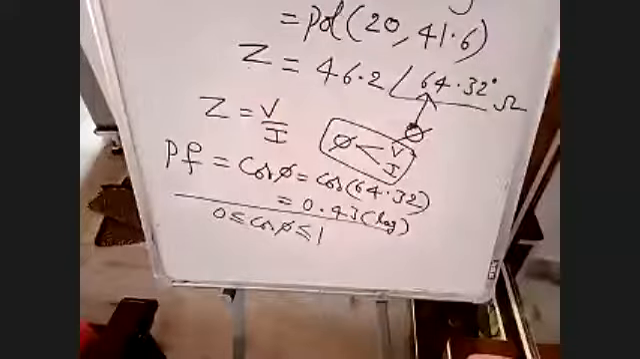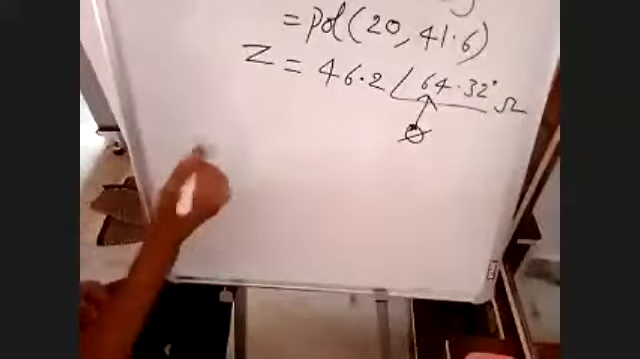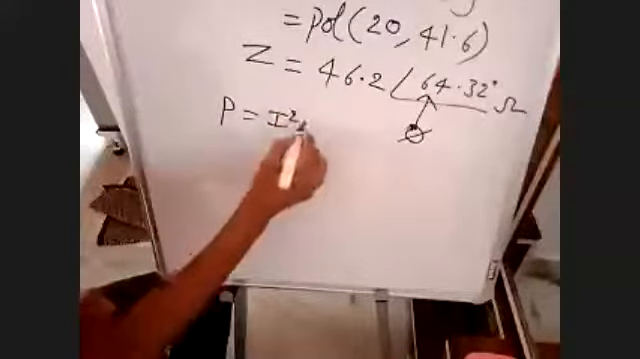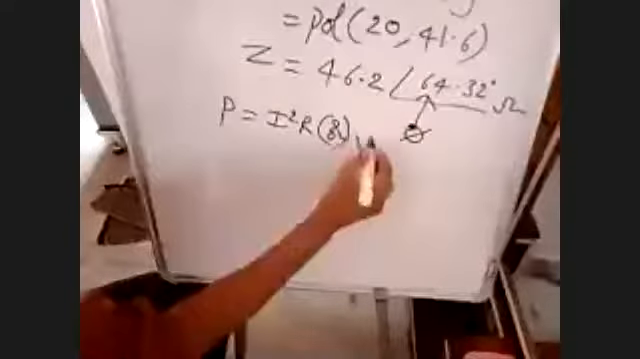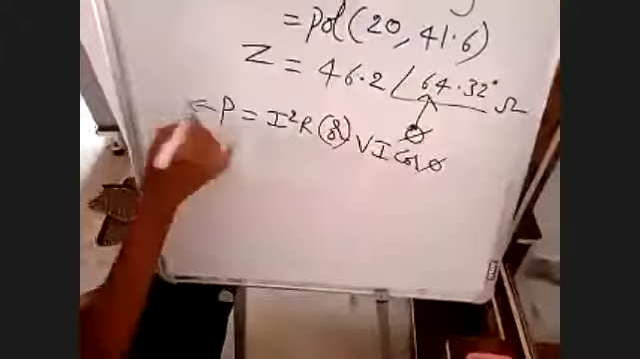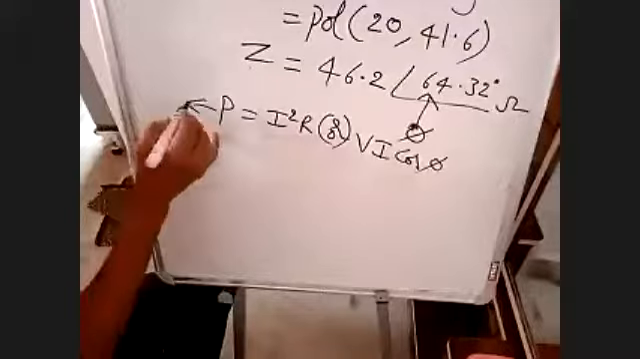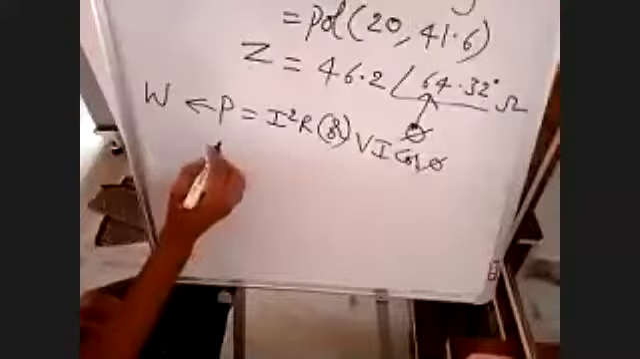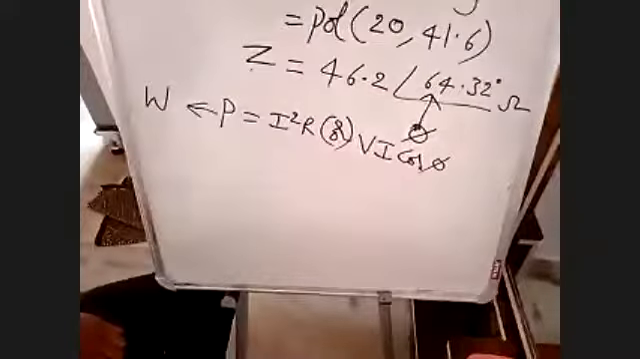Next, what is asked in the problem? Active power and reactive power. What is active power? P is equal to I square R, or VI cos phi. What is the unit of P? Watts.